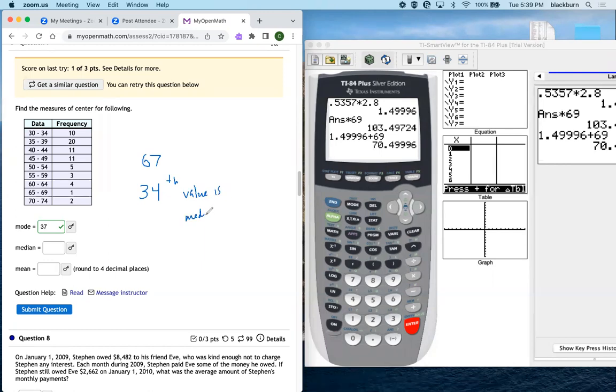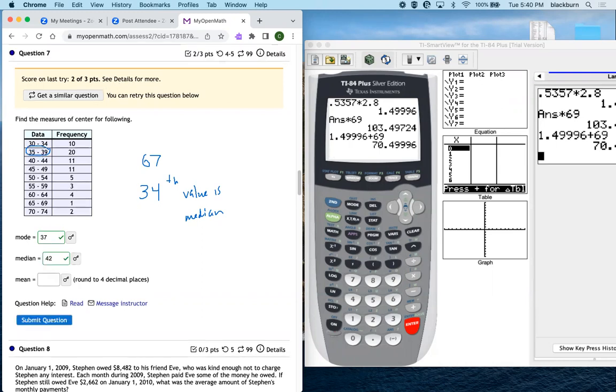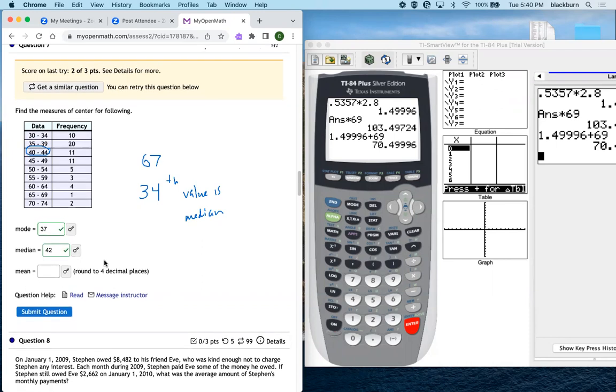So these are tricky, but once you get it, it's not bad. So we have 10 data values from 30 to 34, and then another 20 from 35 to 39. So now there's 30 data values that are 39 or less. Then the next 11, so 31st, 32nd, 33rd, 34th, the 34th data value then is going to be 42. So that's what we're going to put right here. Median is 42. The mean is going to be the average.